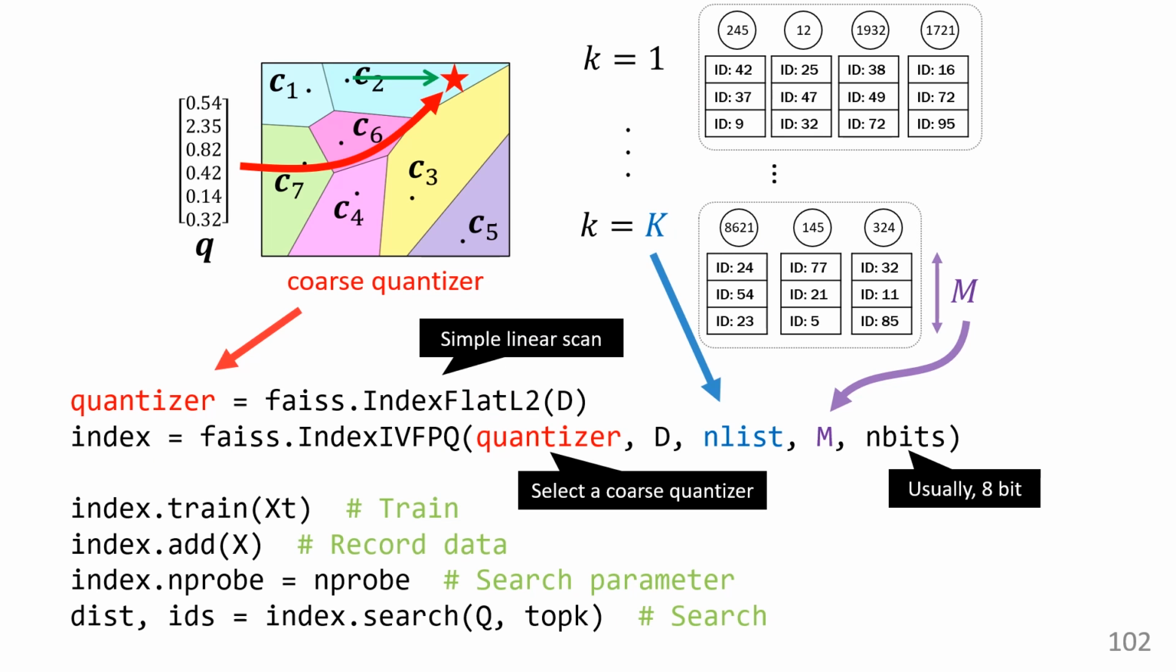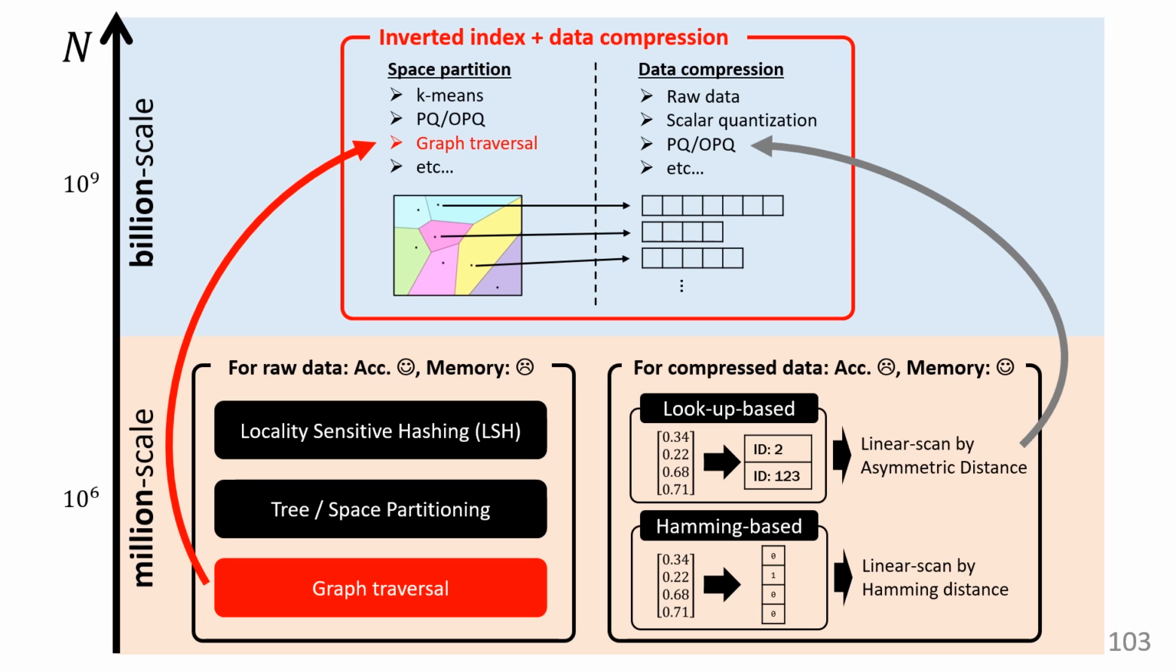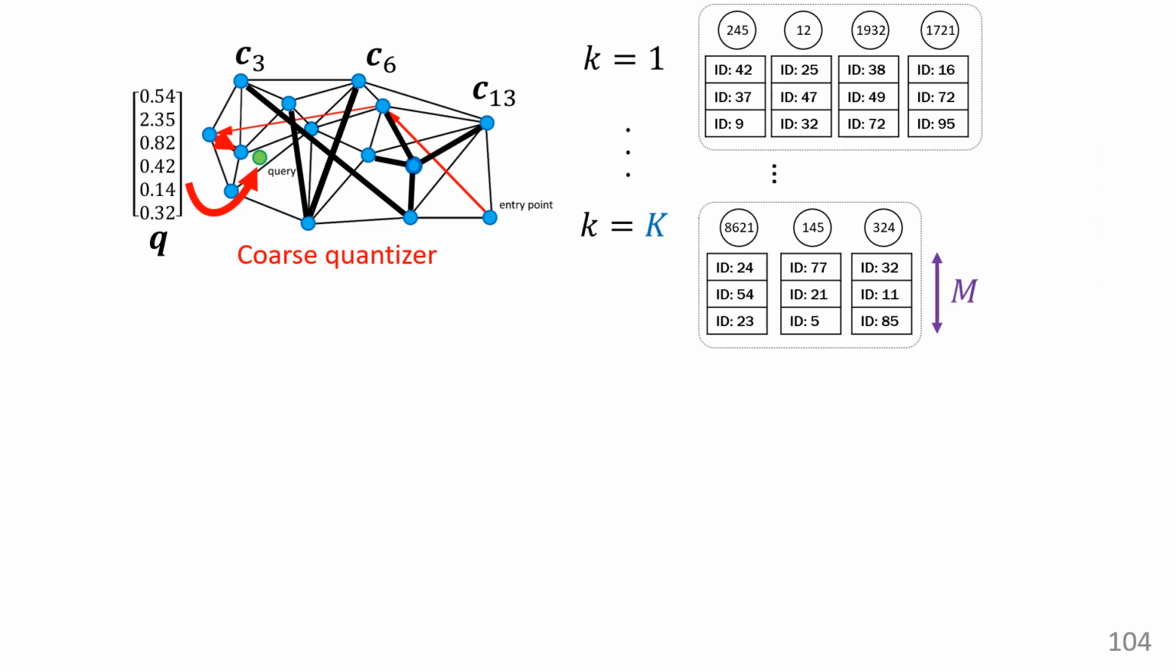Okay, finally, I will introduce the state-of-the-art fastest method for billion-scale data. The point is that this part, space partitioning, is itself a nearest neighbor search. So we can use the fastest nearest neighbor search method here, that is, a graph traversal method. We use it for this space partitioning. So this part is replaced by a graph-based method, HNSW.